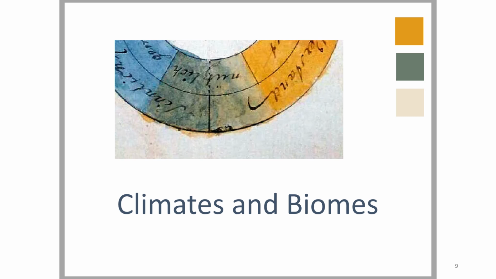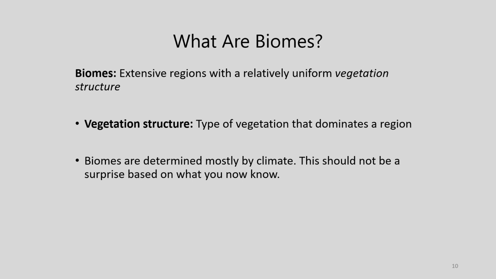So now to talk about climate and biomes and what that actually means. A biome is an extensive region with relatively uniform vegetation. I'm not going to ask you about vegetation on the exam. Your textbook talks about it a lot. What I am going to ask you about is the climate that leads to a biome. This slide has some terms that describe different types of vegetation structure. Once again, I'm not going to ask you about them, but understanding them is helpful.